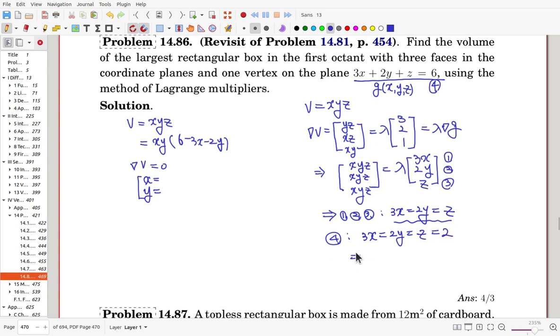From here, x must be 2 over 3, y must be 1, and z must be 2. So the corresponding maximum volume is the product of these quantities, which is 4 over 3, right? That's the final answer, okay?